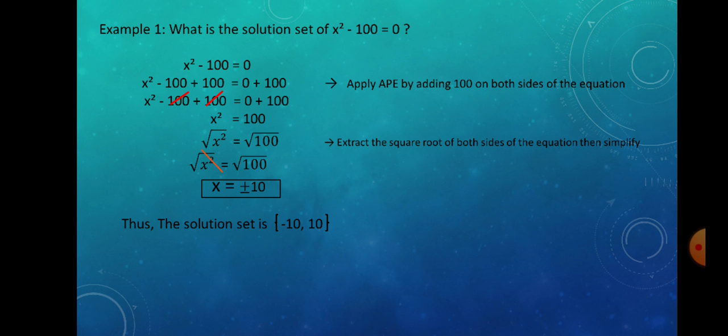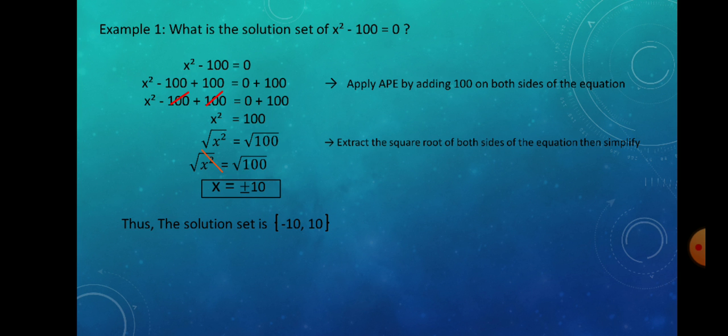For number 1, what is the solution set of x squared minus 100 is equal to 0? So first, we apply the addition property of equality by adding 100 on both sides of the equation. So our equation becomes x squared minus 100 plus 100 is equal to 0 plus 100. Since unlike signs ang 100, we cancel, and what is left is x squared. Then on the right side, 0 plus 100 is equal to 100.